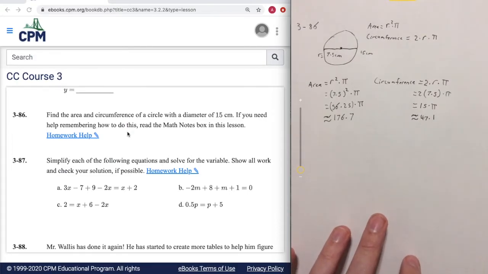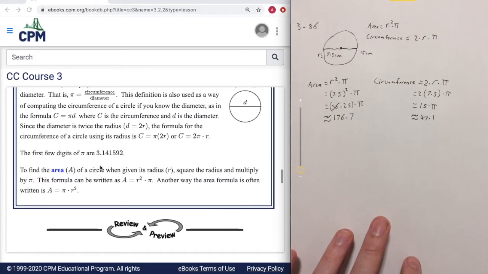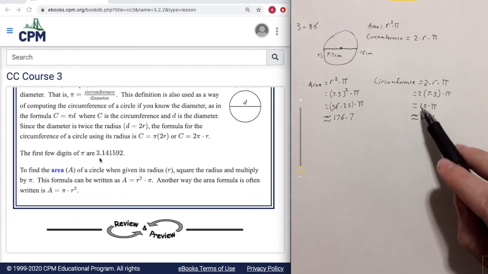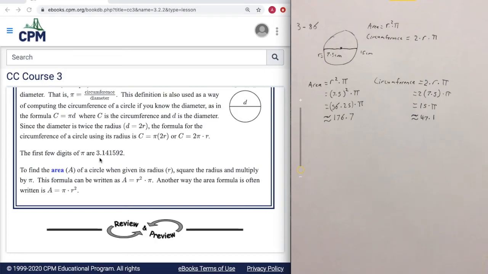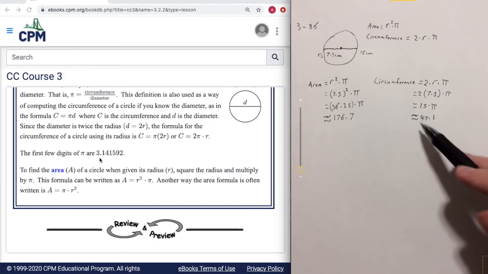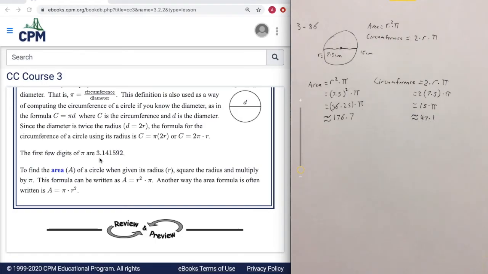And we'll go back up to the box. See, pi is about 3. So to check your work, you can just look at what you're doing and say, 15 times 3 is 45. So you'd want an answer somewhere around 45.